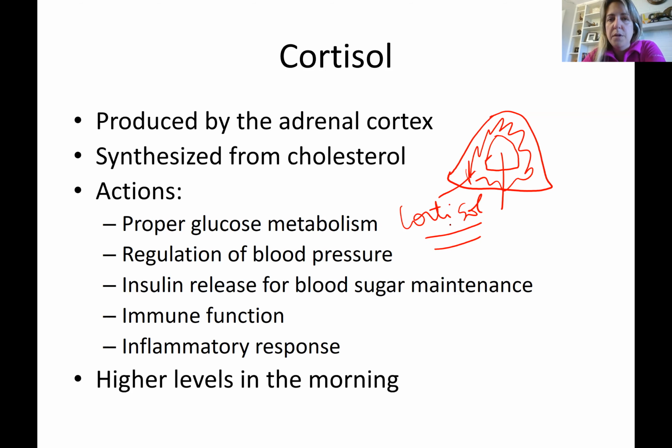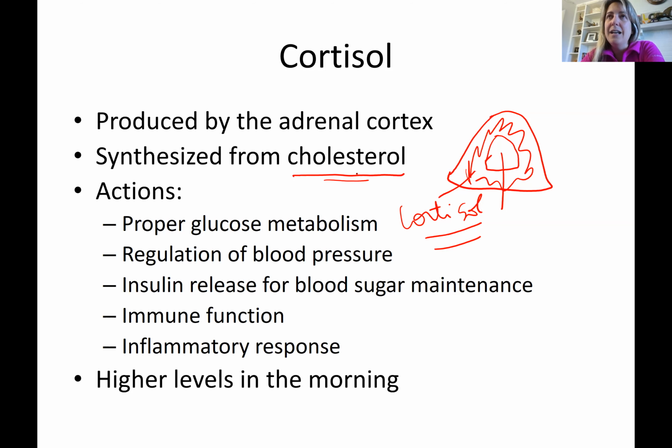Cortisol is released from the cortex. Cortisol, just so you guys can understand, is synthesized from cholesterol. And years ago, everybody thought that cholesterol was all bad and no fats were good. And the truth is, lots of hormones, including testosterone, estrogen, and cortisol, are all formed from the precursor cholesterol. Cortisol has a multitude of actions in the body, but it's a stress hormone.